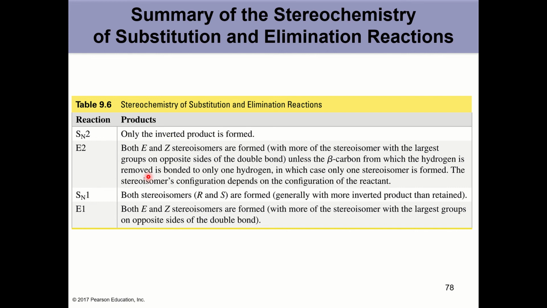That's SN2. For E2, both E and Z isomers are formed with more of the stereoisomer which has the E conformation, unless the beta carbon from which the hydrogen is removed is bonded to only one hydrogen, in which case only one stereoisomer is formed. The stereoisomer's configuration depends on the configuration of the reactant.